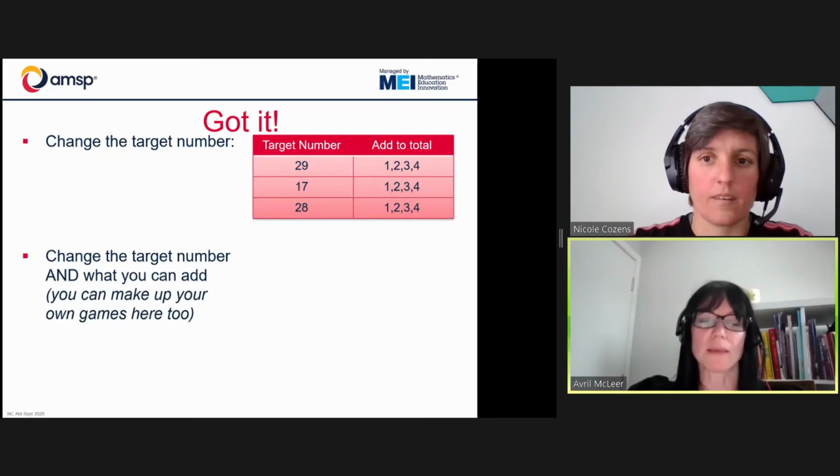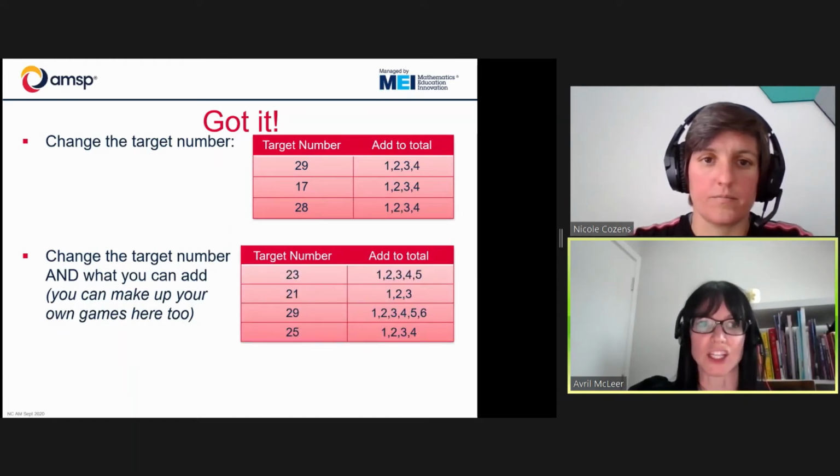When you've played those games and thought about how you would adapt your strategy, have a go at changing the target number and the choice of numbers that you can add each time. If you're really comfortable and confident with all of that, you can change it again. You can make up your own target numbers. You can choose the numbers that you're going to be able to add.